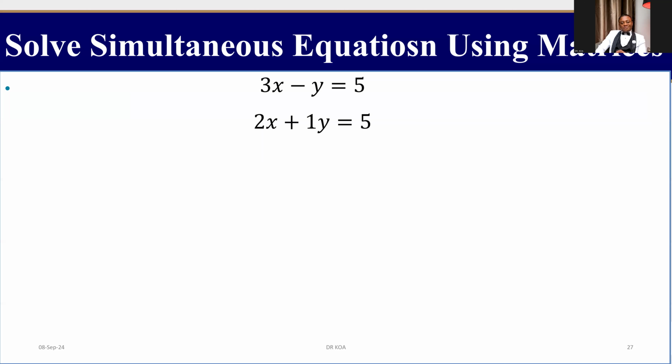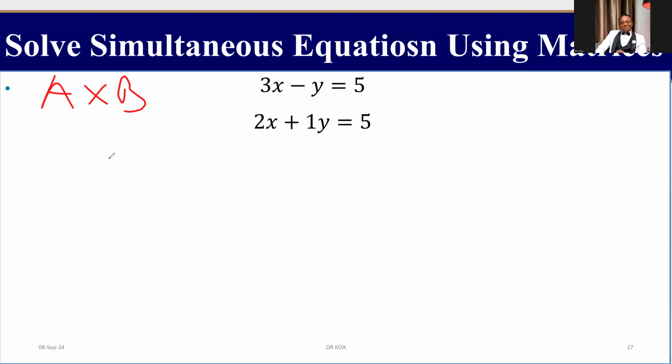Anytime you're solving with a matrix, you've got to understand two things, that the whole matrix equation can be written as AX = B. The A are the numbers on the left-hand side. The B are the numbers on the right-hand side of the equation. The X are the coordinates. When I say the coordinates, I'm talking about the unknown variables.